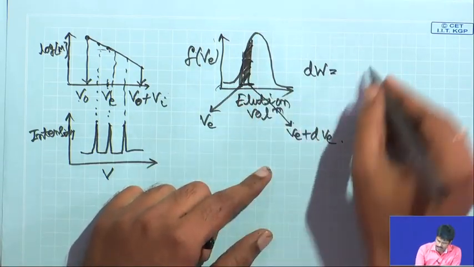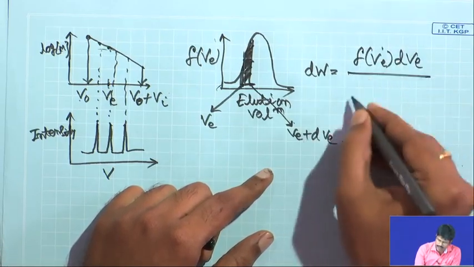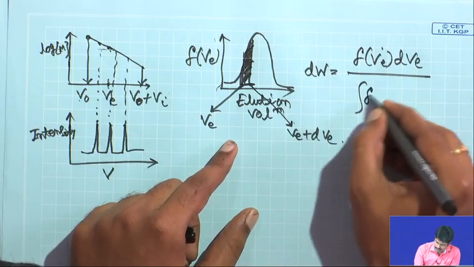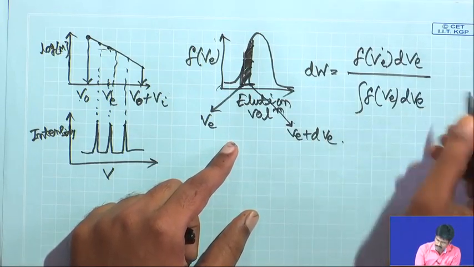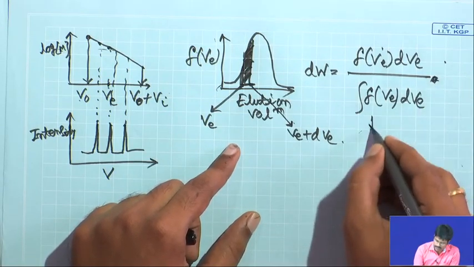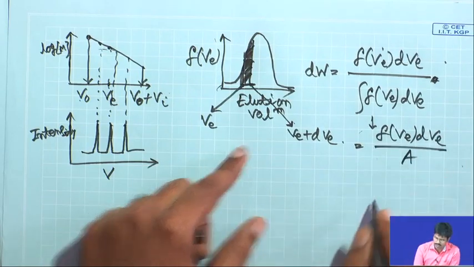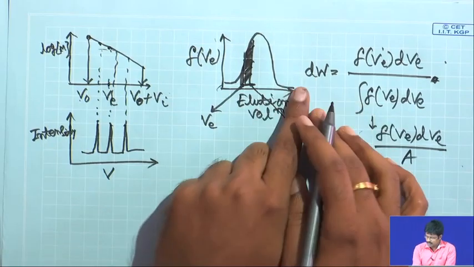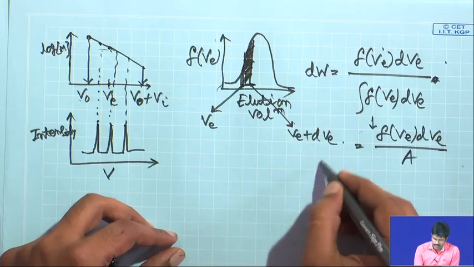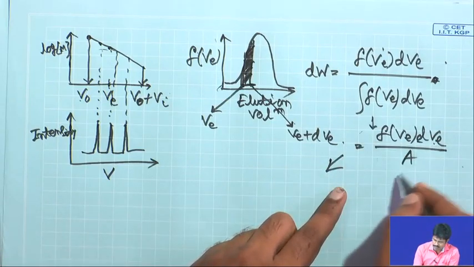That is nothing but dW equal to F(Ve) dVe divided by the integration, the total area under the curve. So, ultimately you will have F(Ve) dVe divided by the area A. Now you have basically correlated these two. Actually, you can do an integration afterwards.